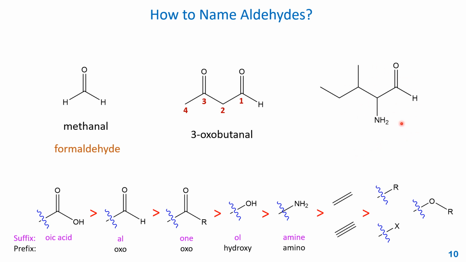In this example, we have an amino group here. Again, the amino group is not higher than aldehyde, so we treat this as a substituent. That's the amino group. So we have another methyl group here. So carbon 1, 2, 3, 4, 5. And then this will be 2-amino-3-methyl, see alphabetical order, and then pentanal. Pent is the prefix of the parent, and then al is the suffix.